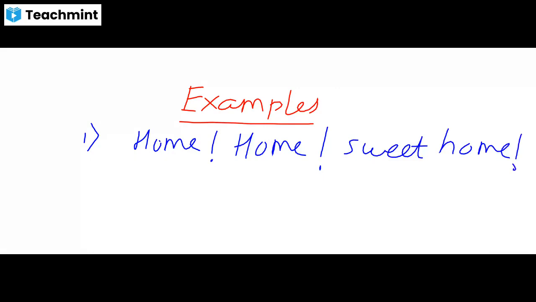Now, in this sentence, the word home is repeated for greater poetic effect, for emphasis. Sometimes the poet uses the same words, repeating the words again and again. That's why this figure of speech is called repetition.